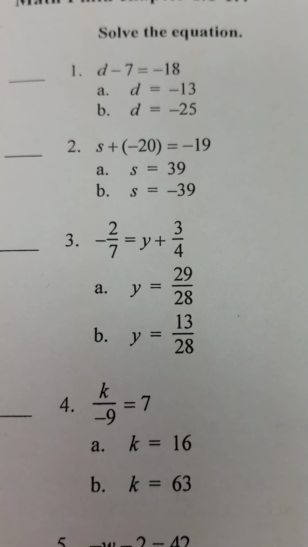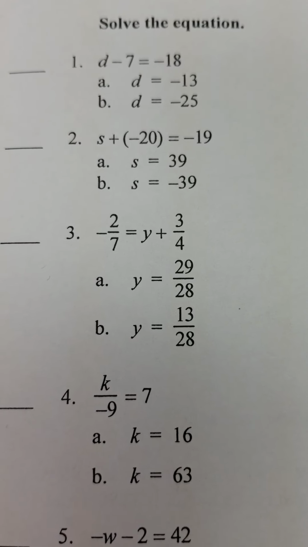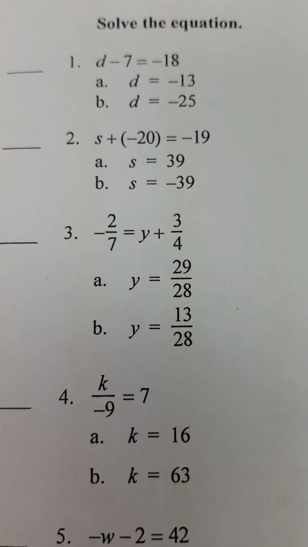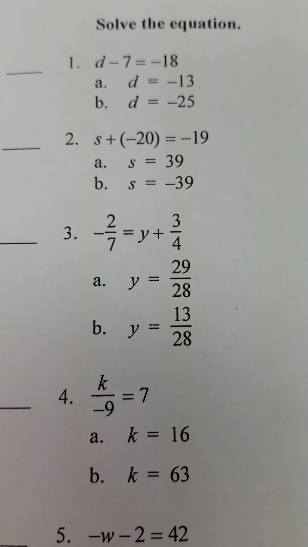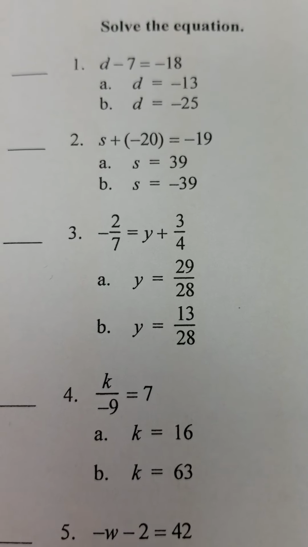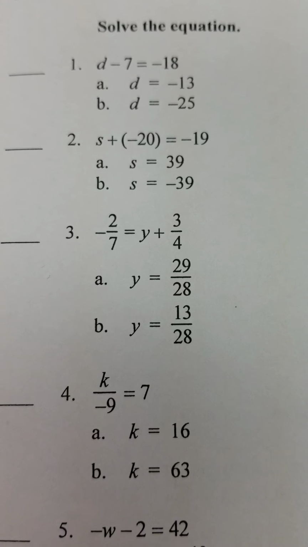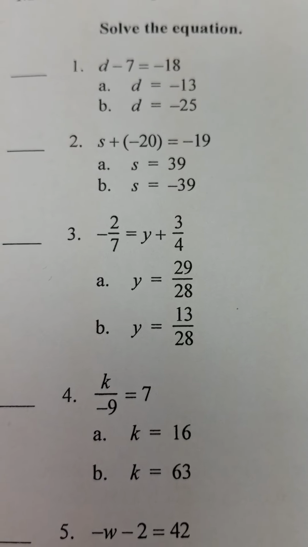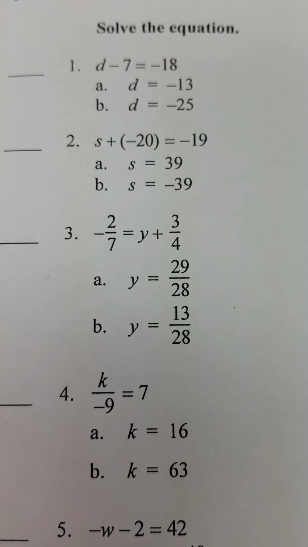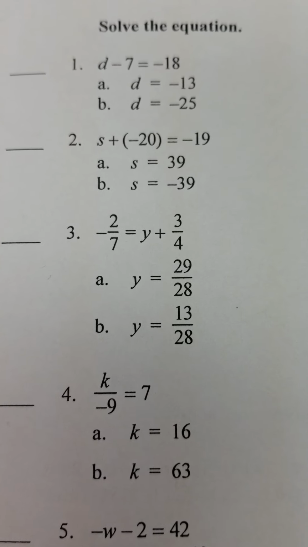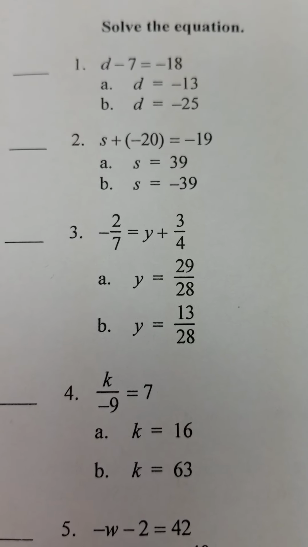All right, Ryder, what should I do on number 2? First thing. You would do the correct. Right. So a positive times a negative is a negative 20. I'd write s minus 20, and then I'm going to do what to both sides? Add 20. Yep, I'm going to add 20 because it was already negative.